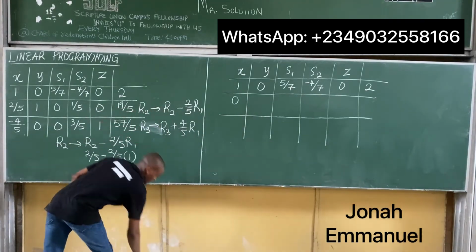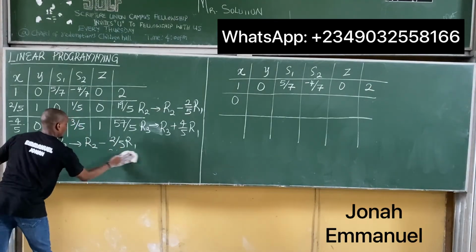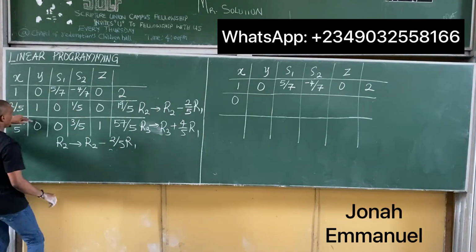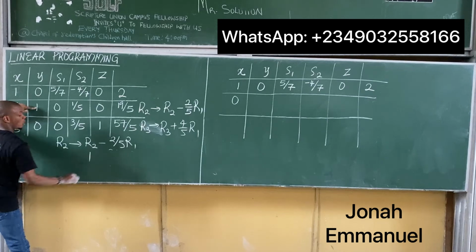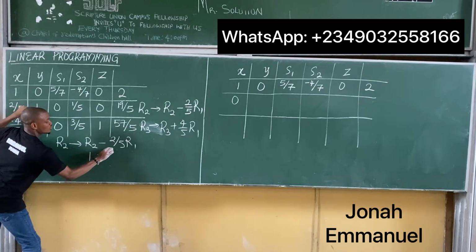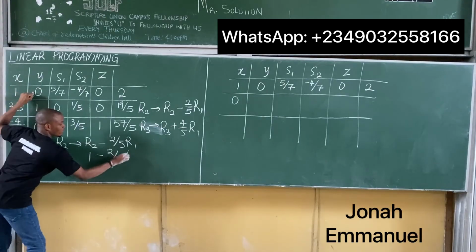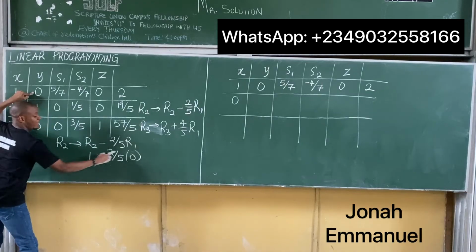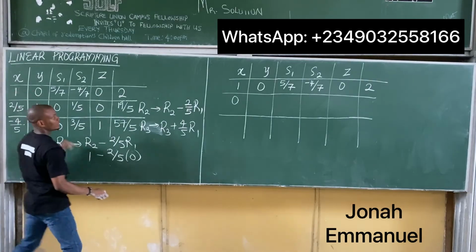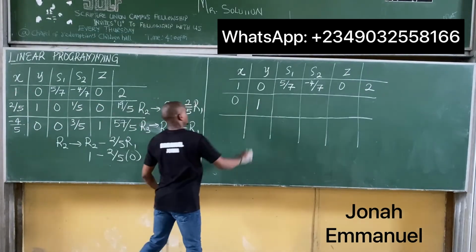Next up, pick up this man next, root 2. That's 1 minus 2 over 5 of its root 1 equivalent, 0. This one gives you 0. I'm left with what there? 1. This becomes 1.